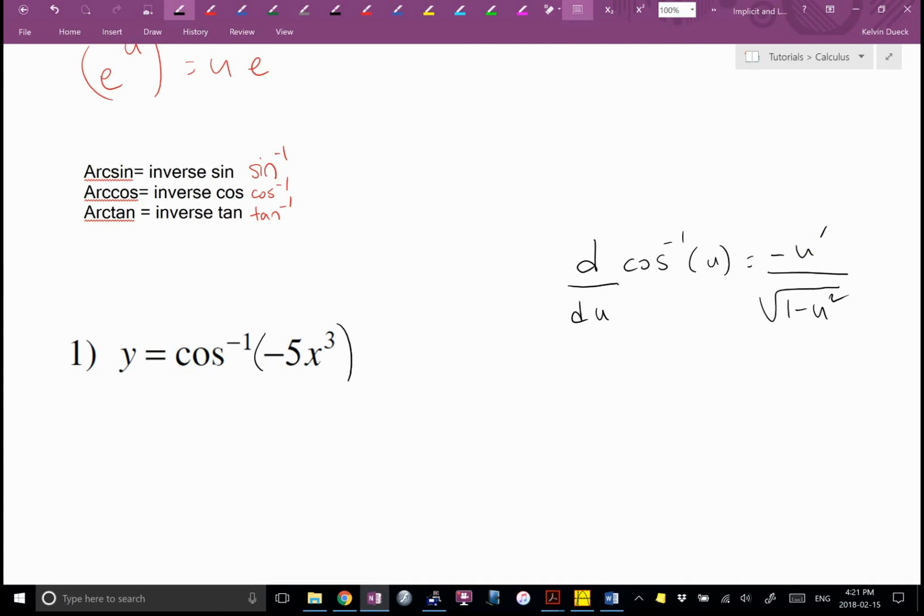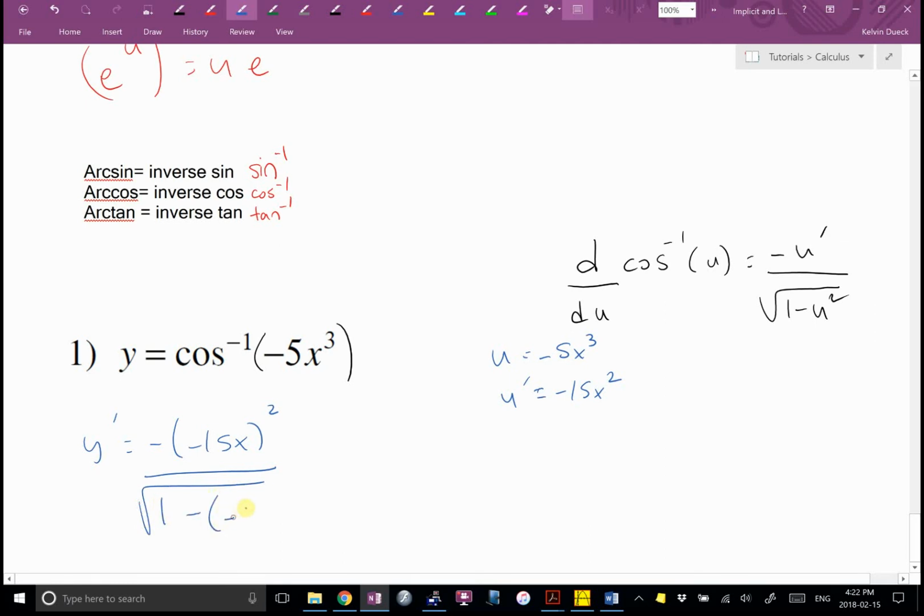Here's our pattern. What's u? And I find for complicated derivatives, I will do careful substitution. So in this case, u is negative 5x cubed. I look at my template, my pattern. I have a u. Oh, I also have a u prime. What's u prime? If you want me to find y prime, it's going to be negative 15x squared. What's a minus minus the same as? I'll take care of that later. Are you positive? All over the square root of 1 minus negative 5x cubed squared.